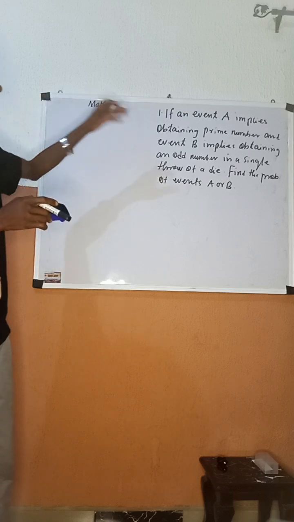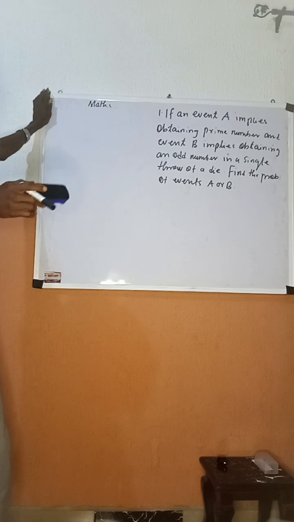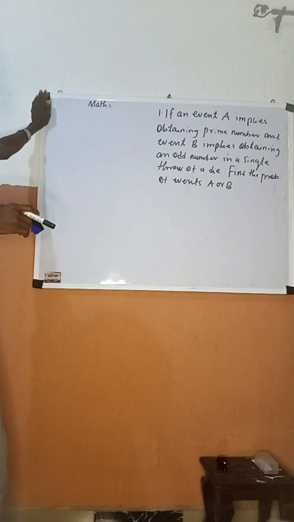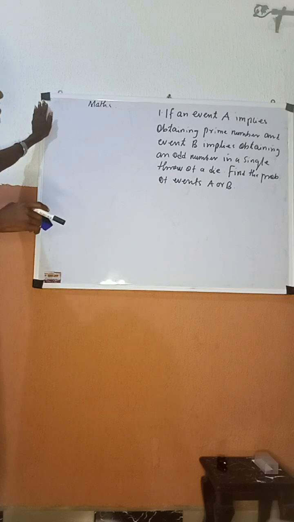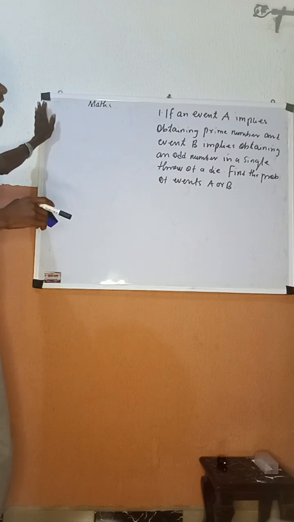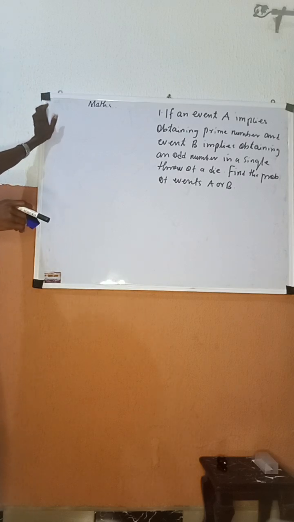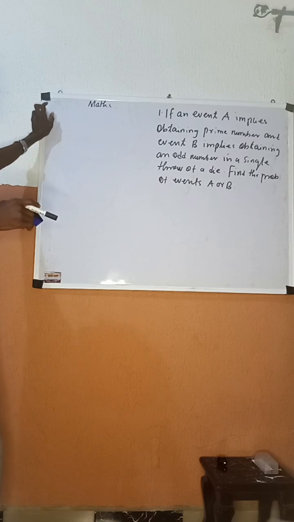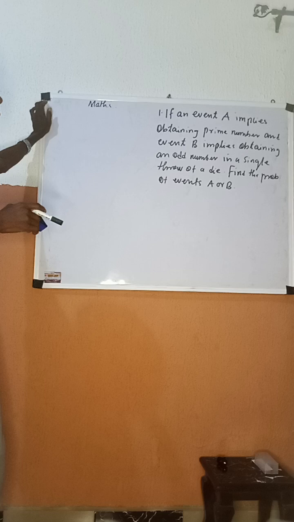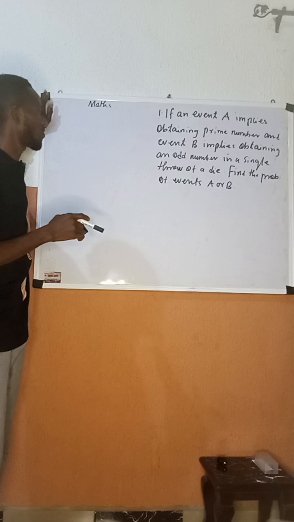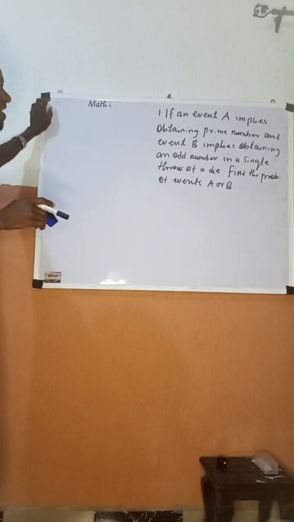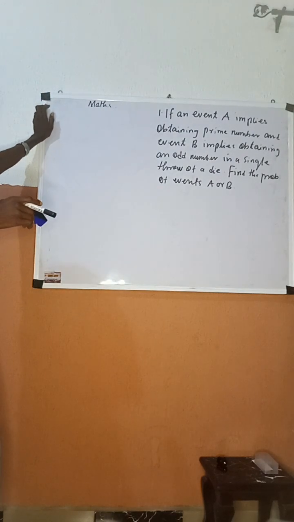Today, we are still looking at a probability related question where we are told that if an event A implies obtaining a prime number and event B implies obtaining an odd number in a single throw of a die, find the probability of events A or B.